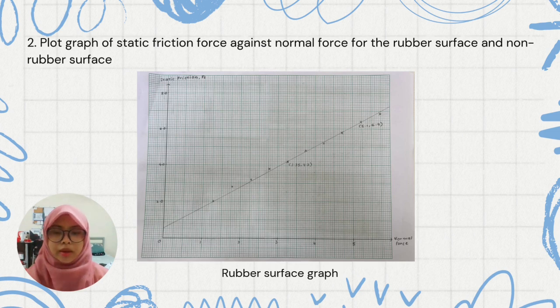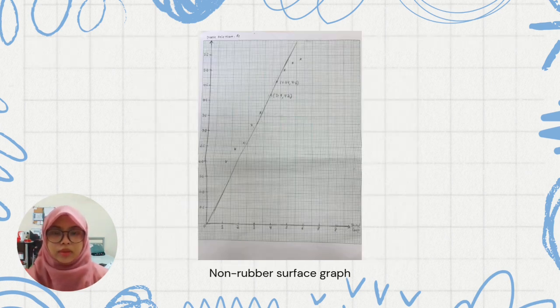In the next part of the analysis, we have to plot graph of static friction force against normal force for the rubber surface and non-rubber surface. As you can see, in the center, we have the graph of static friction force against normal force for the rubber surface. And this is the graph of static friction force against normal force for non-rubber surface.